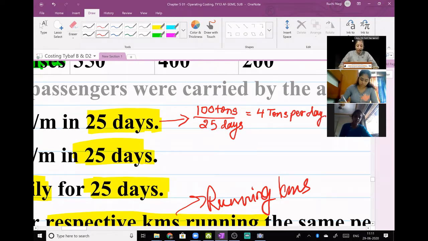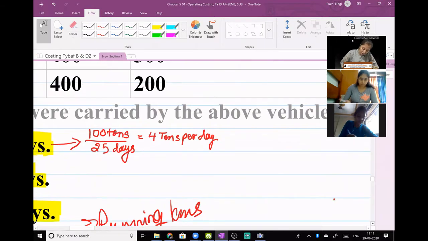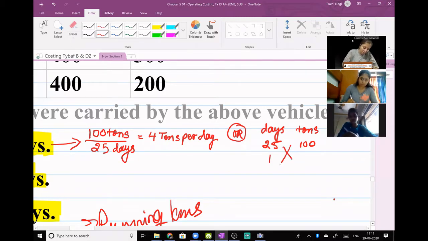Clear? So either you divide directly if you are good enough with maths, or you cross multiply days and tons. You can do this working note also. Days and tons. 25 days, 100 tons. So for one day, how much? If you cross multiply, you will get your answer. So the answer is 4 tons per day. Both the calculations will give you the same answer. Whichever you find easy, note down that.